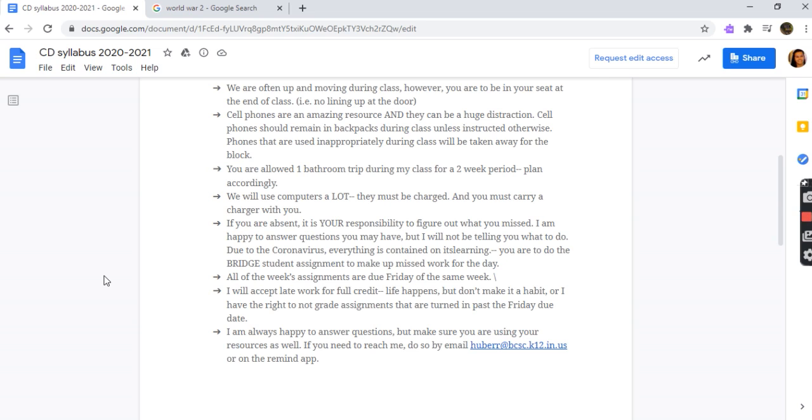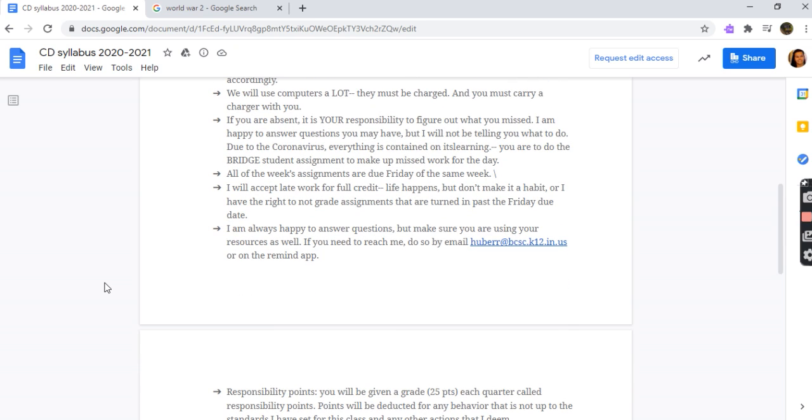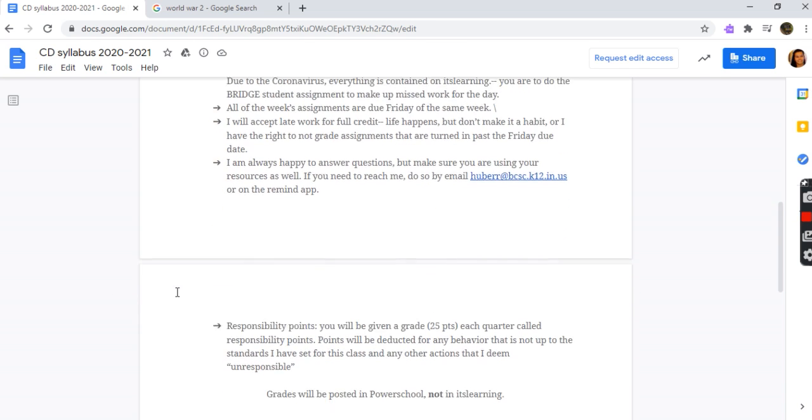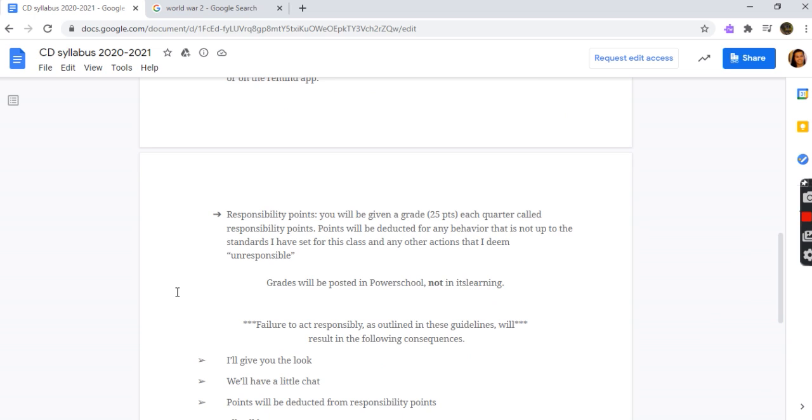All of the week's assignments are due Friday of the same week. I will accept late work for full credit. Life happens, but don't make it a habit, because I have the right to not grade assignments that are turned in past the Friday due date. I am always happy to answer your questions, but make sure you are using your resources as well. If you need to reach me, do so by email, right here, or on the Remind app. Grades will be posted on PowerSchool, not on Its Learning.